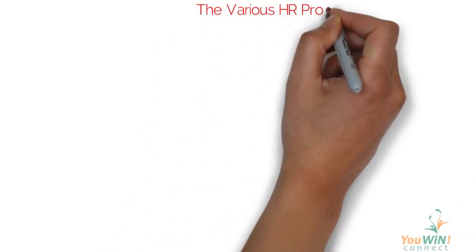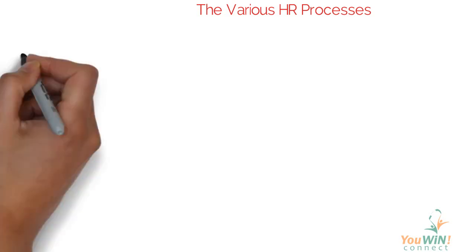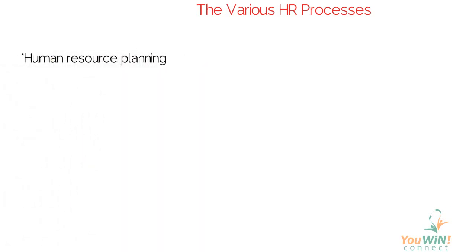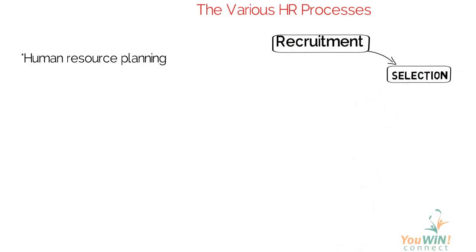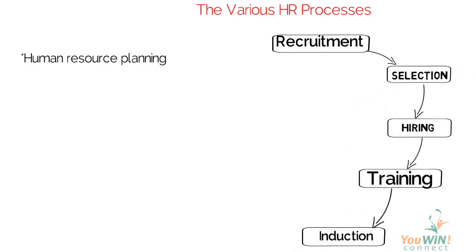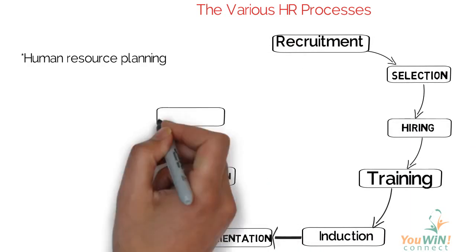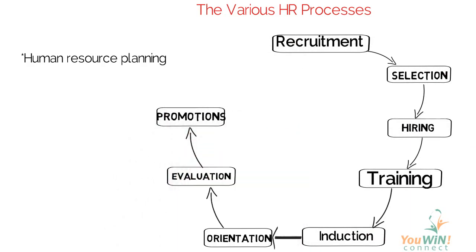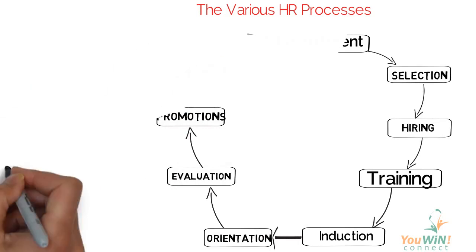Let's look at some of the processes that support HR. The following are various HR processes. We see the first one listed on our slide is human resource planning. And as we mentioned earlier, this includes recruitment, selection, hiring, training, induction, orientation, evaluation, promotions, and layoffs.